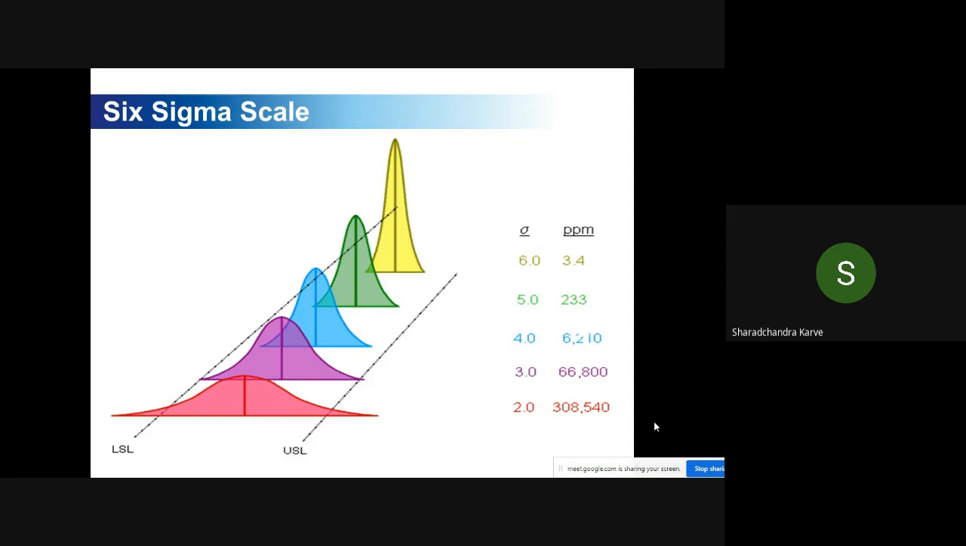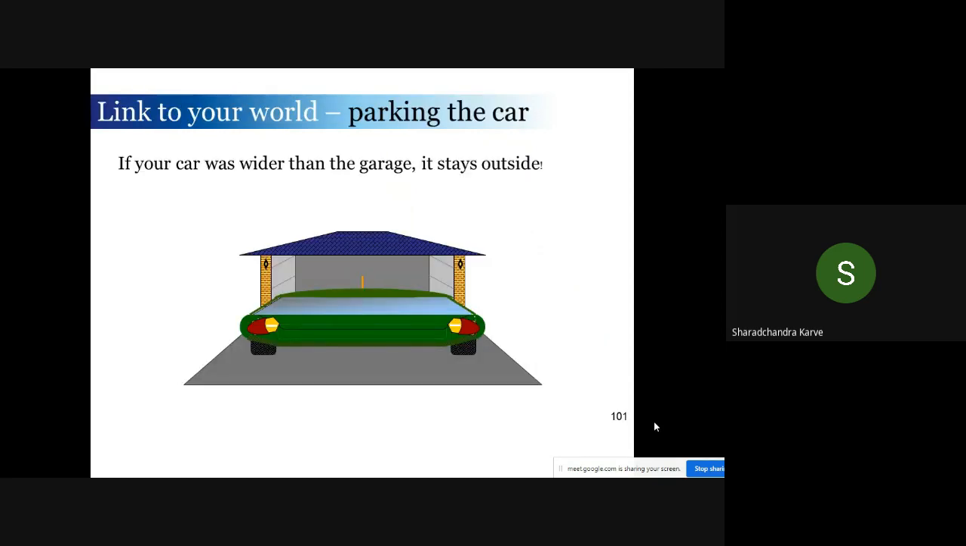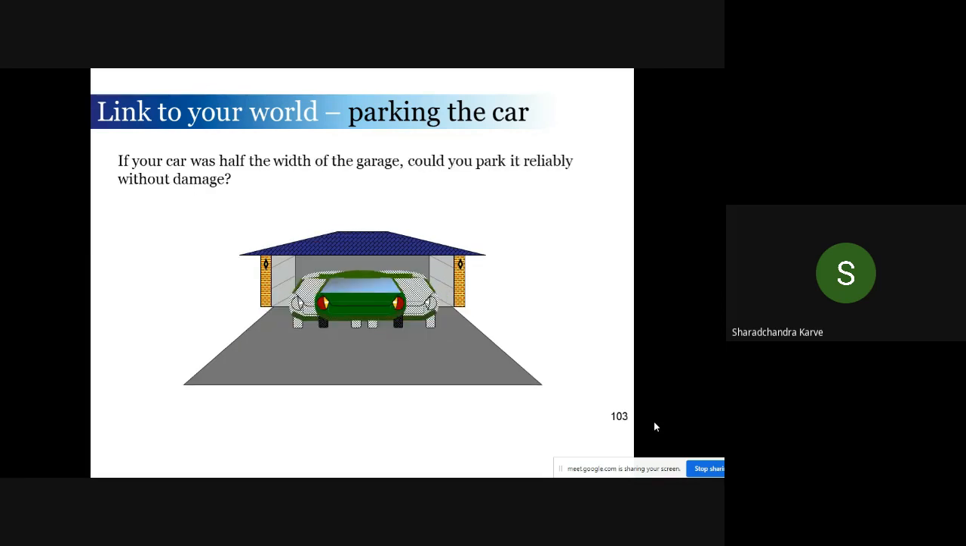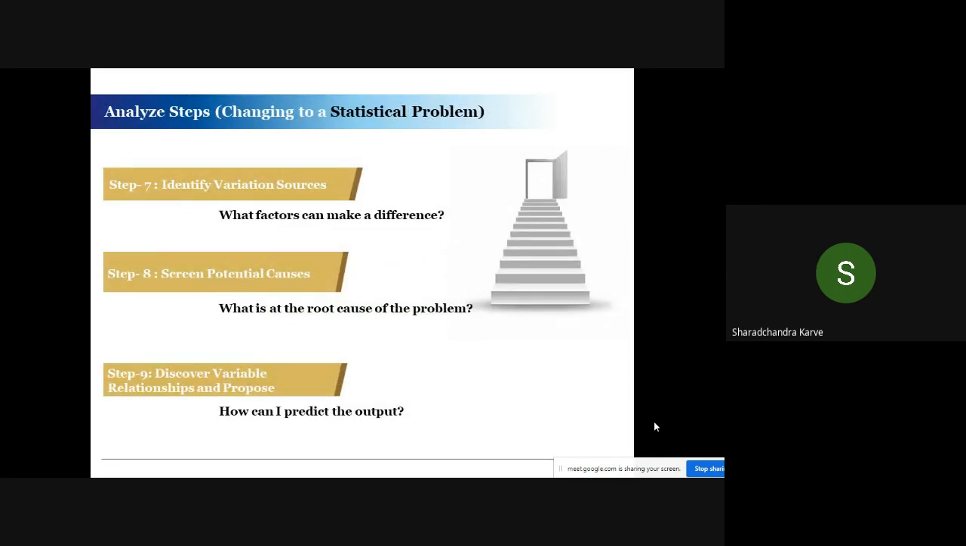Next slide. So what is important is, if you have a bigger car and you want to park it in your garage, if your car is wider, probably you will like to leave it outside because you have a threat of damaging your car. Now, what is important? Next slide. Park your car where you are reliable and you will park the car without any damage.